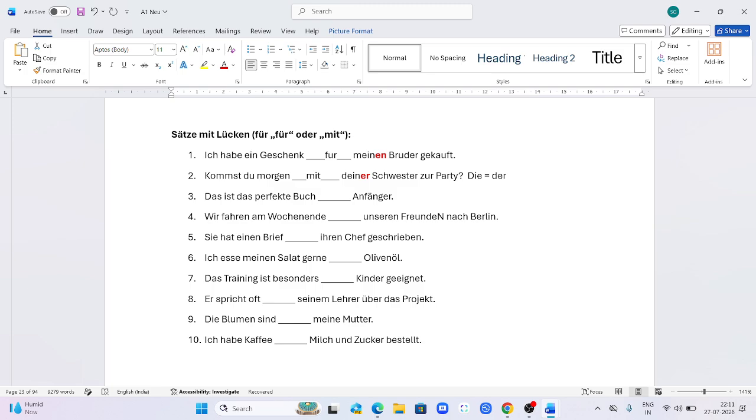So if it is dative, what is the preposition? Für or mit? Tell me, Leute, if it is dative, whether it is für or mit. Dativ is mit. That's it. So the fourth one will be mit. Wir fahren am Wochenende mit unseren Freunden nach Berlin. We are driving to Berlin with our friends on the weekend.